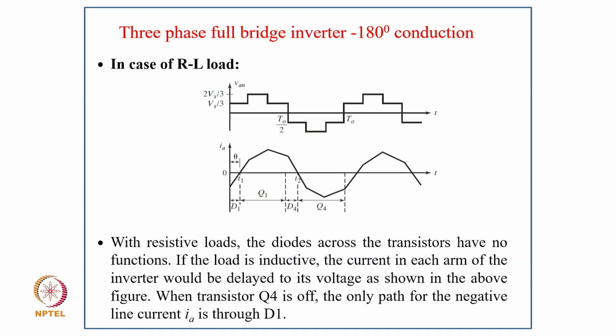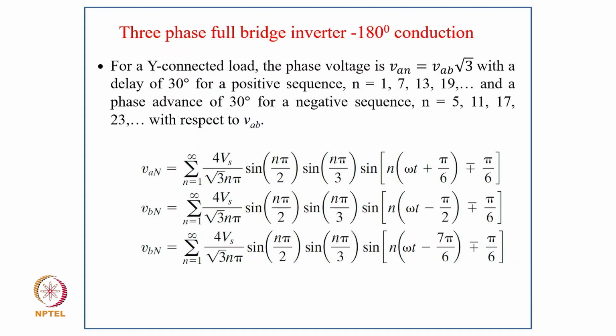So with the resistive load, the diodes across the transistors have no function, but if the load is inductive, the current in each arm of the inverter will be delayed with respect to its voltage as shown in the above figure. So when transistor Q4 is off, the only path for the negative line current IA is through D1. So for your star connected load, the phase voltage is Vn equal to VAB upon root 3 with a delay of 30 degree.